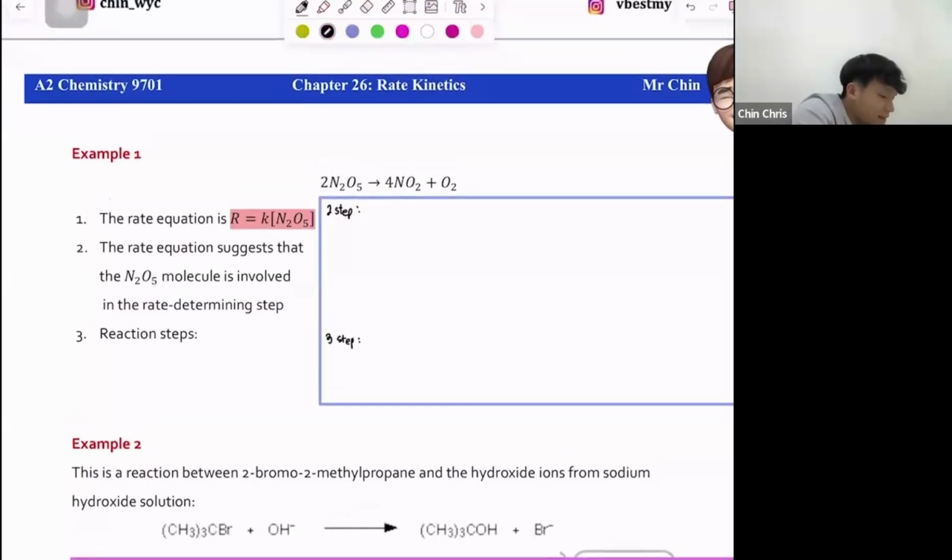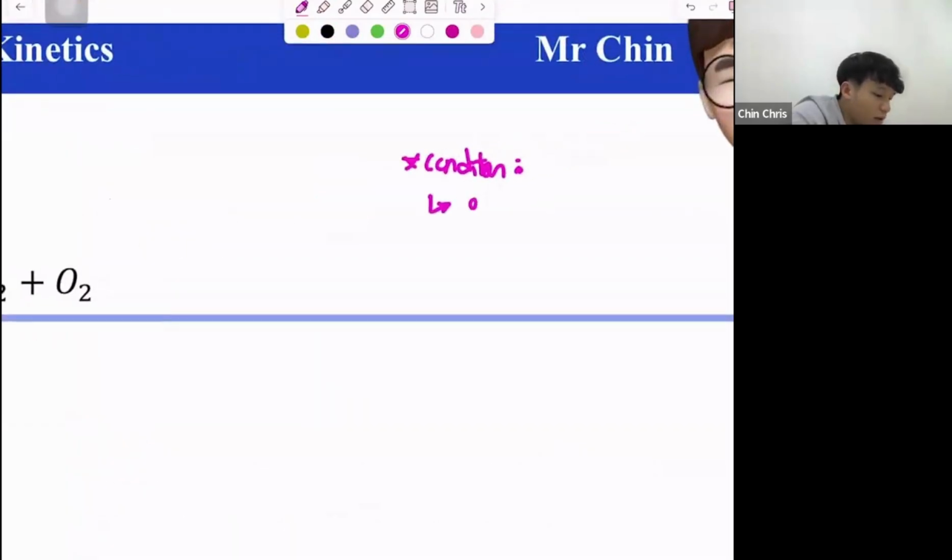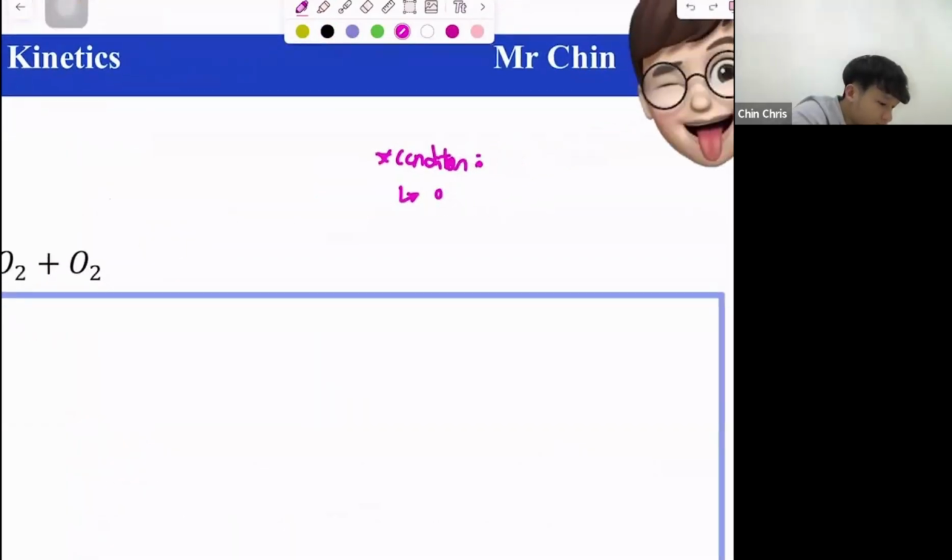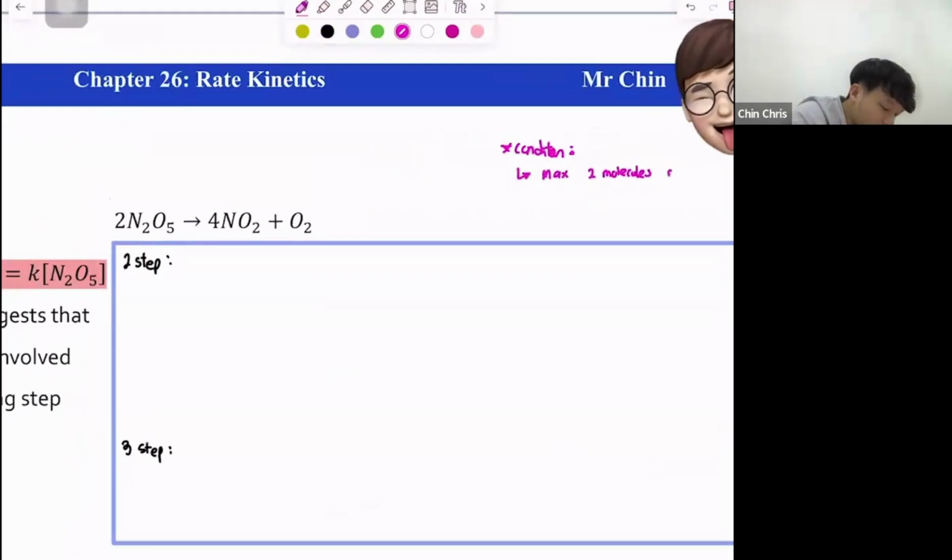All right, guys, this time I'm going to give you a condition. My first condition is a maximum: 2 molecules will react in each step.